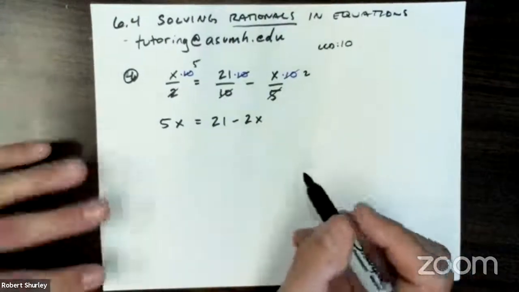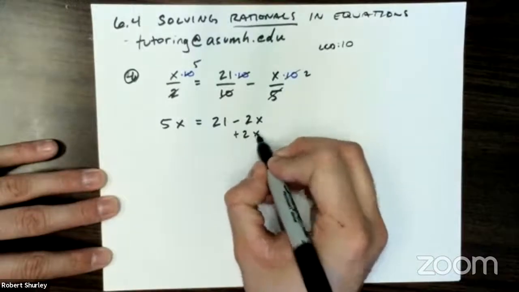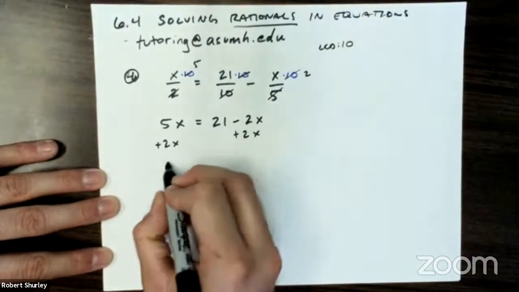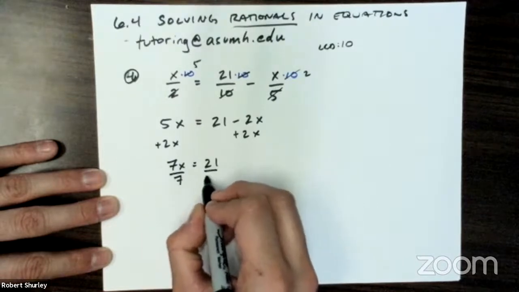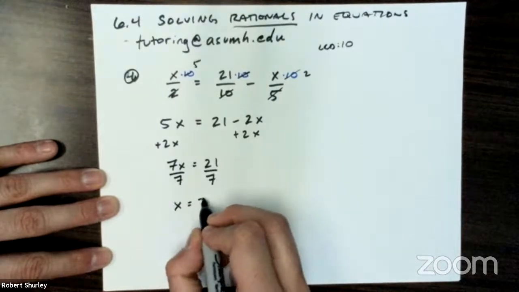Then we just solve it like we've been solving it. Add the 2x over. We get 7x equals 21. Divide by 7, and we get x equals 3.